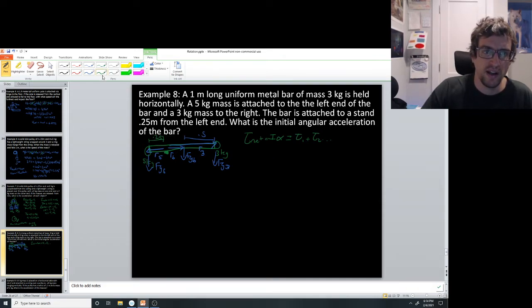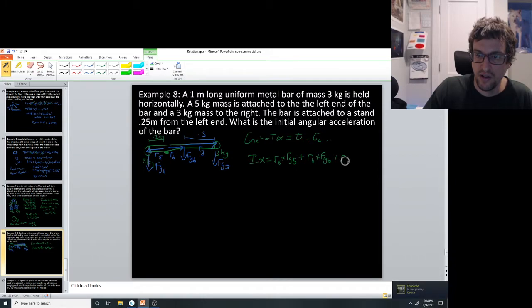Clockwise is generally negative, although you can choose in any given problem. So to go back to this, this is going to be I alpha equals R5 cross FG5 plus RB cross FGB plus R3 cross FG3. First of all, those are 90 degrees, so we can ignore the sine. It's just a question whether they're positive or negative.